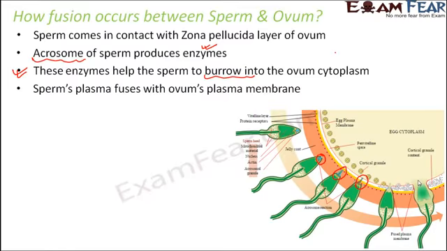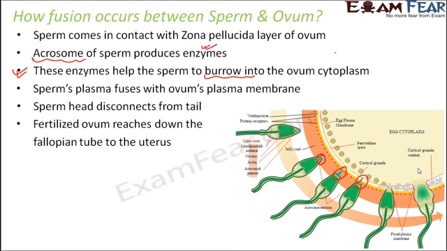Now the sperm's plasma membrane fuses with the ovum's plasma membrane. If you see, the plasma membrane of the sperm and the ovum fuse together, and then what happens? The sperm head disconnects from the tail. The sperm will actually enter inside, and then it will get disconnected from the tail. So the head will enter inside and the tail will remain outside. And when this happens, the fertilized ovum reaches down the fallopian tube to the uterus.